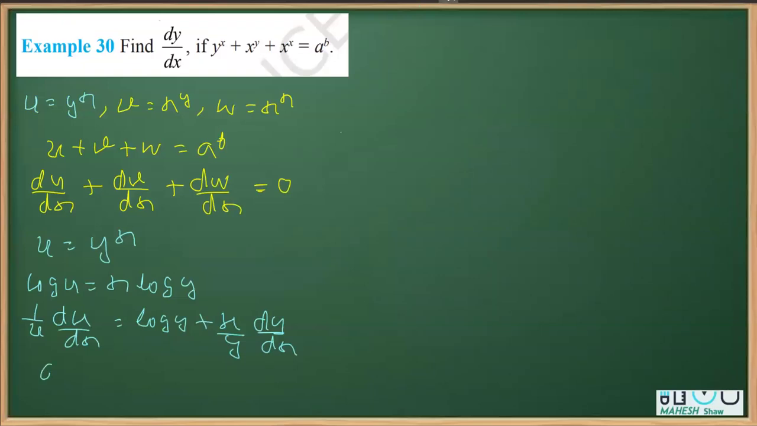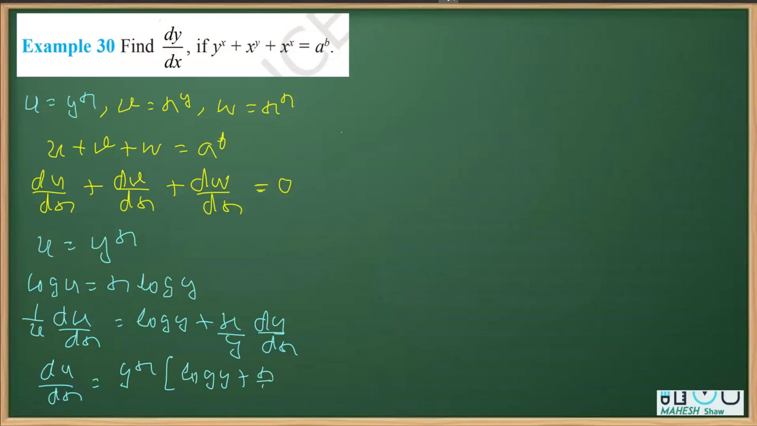So now we can say that du by dx will be obtained by transposing u to the other side. Well, clearly u is y raised to the power x. So we'll write, transposing to the other side, du by dx is y raised to the power x times log y plus x over y dy by dx. So we have obtained the differentiation of u.